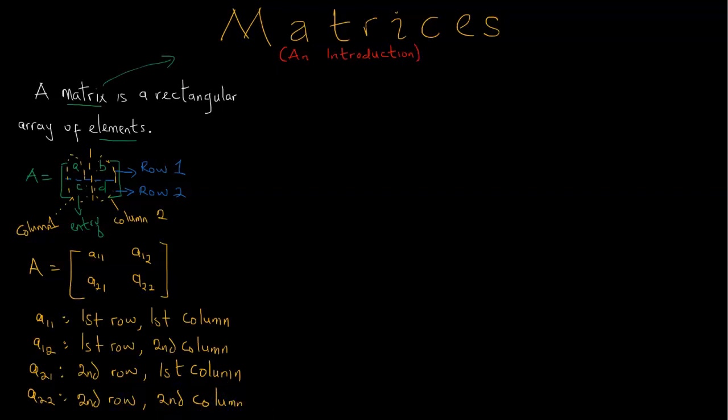So basically, this representation looks like this. For any entry, the first subscript is going to be its position on the row, and the second is going to be its position on the column axis. So this is the representation.